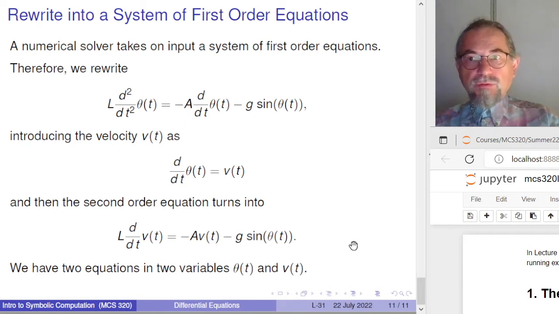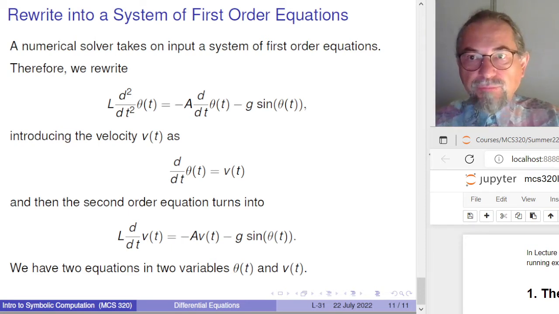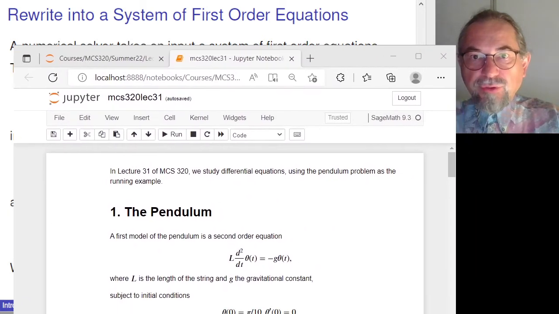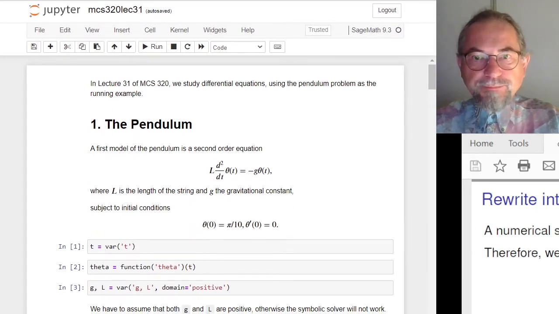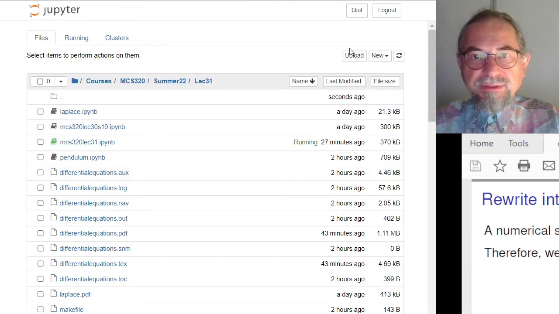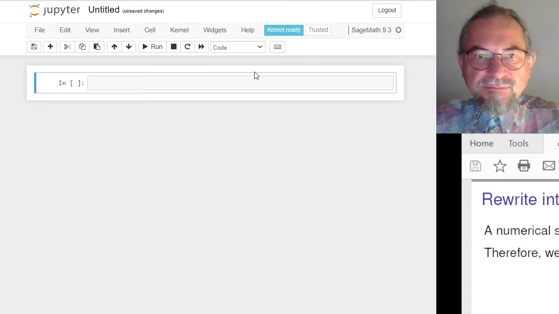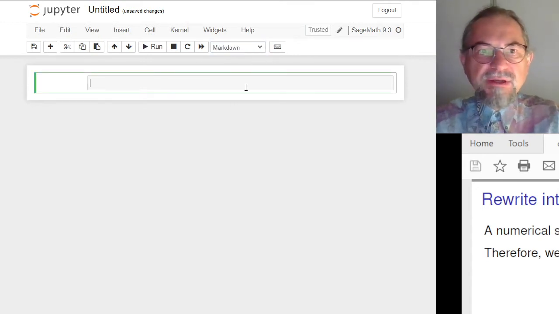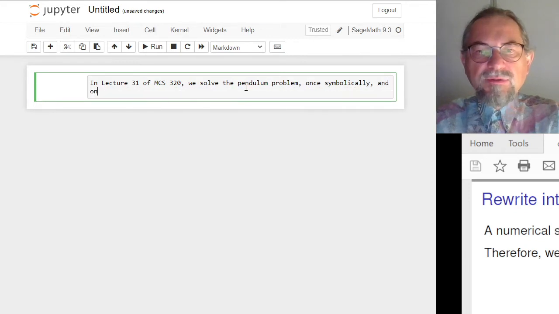Okay, so that was the overview of the concepts of what we're going to do now with SageMath. So I'm going to flip to the Jupyter notebook, so flip away the slides. I have a prepared Jupyter notebook. To keep this a little bit dynamic, I will make a new notebook from scratch, and whenever I get stuck, I will copy and paste from my prepared notebook. So in this lecture we solve essentially the pendulum problem, once symbolically and once numerically.